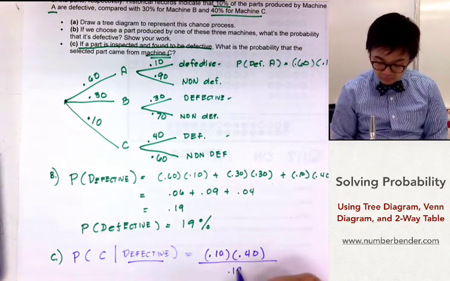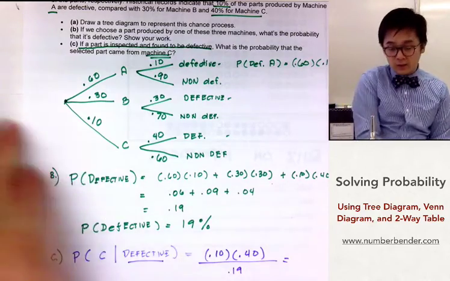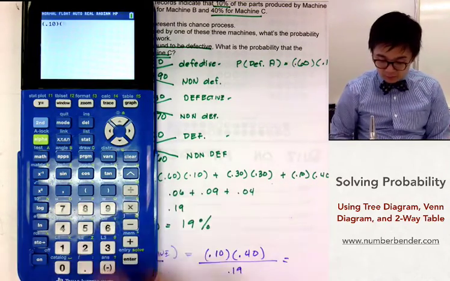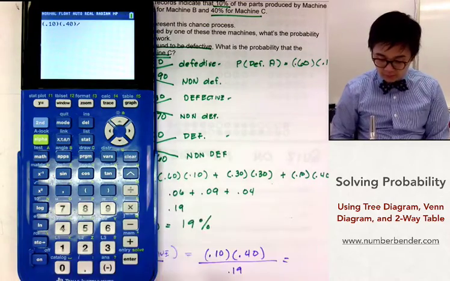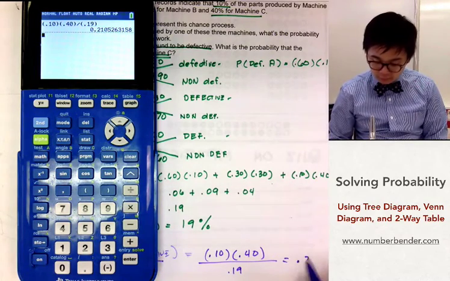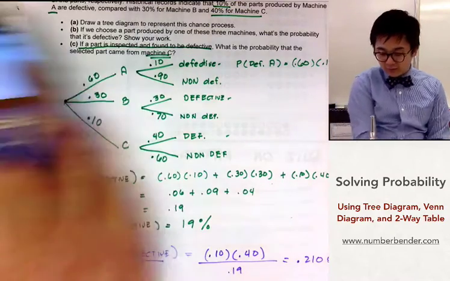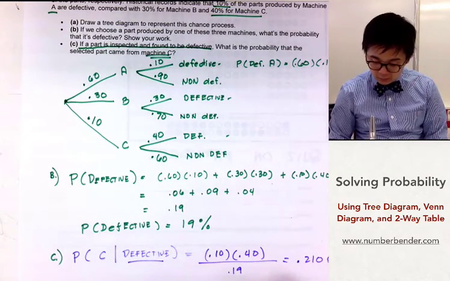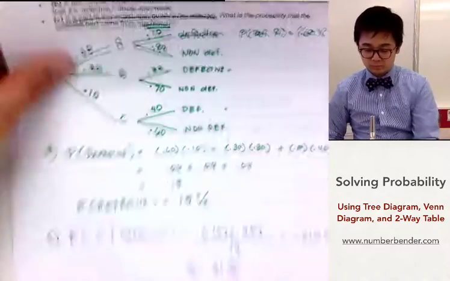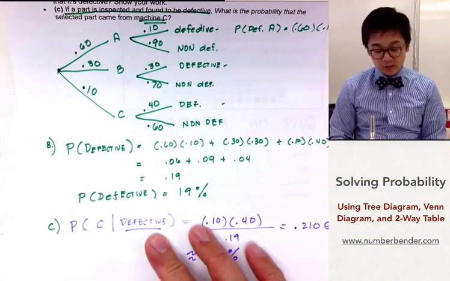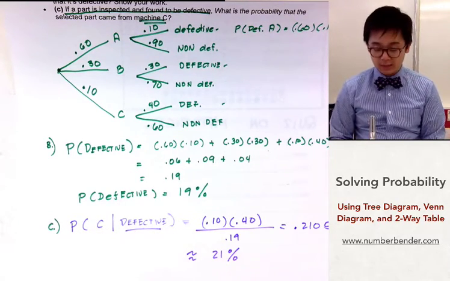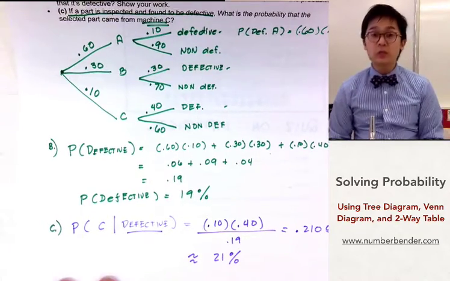So that will be our fraction. Using the calculator, 0.10 multiplied by 0.40 divided by 0.19 gives us 21%, or 0.2105. So the probability is approximately 21% that the machine part we got came from C, given that the part we got is defective. So these are the three methods we use in statistics for getting probability.